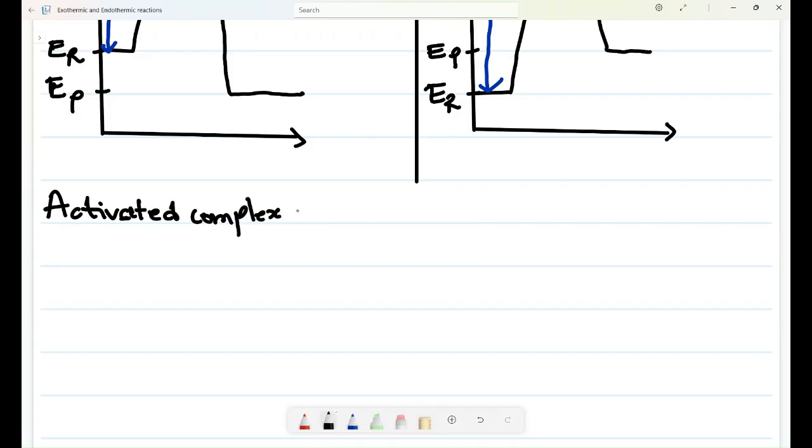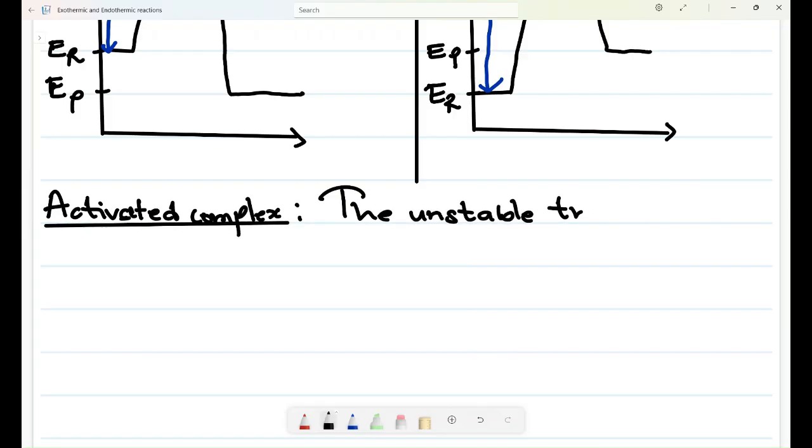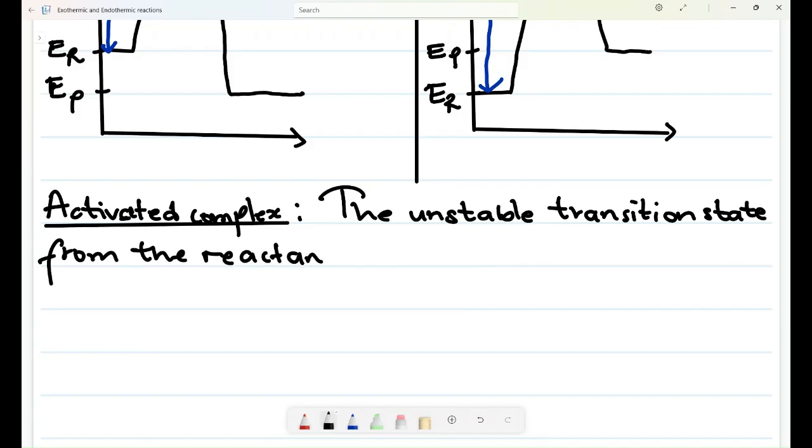So now we explain the activated complex as the what? The unstable transition state from the reactants to the products. This is what we refer to as the activated complex.